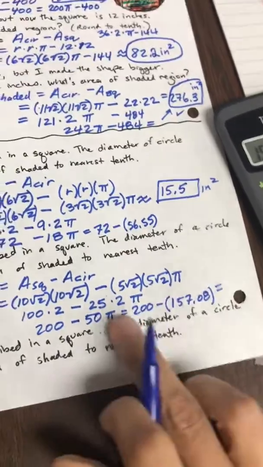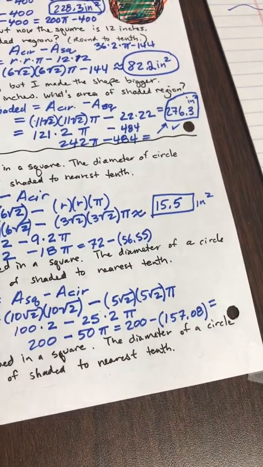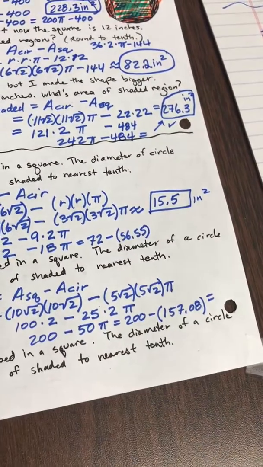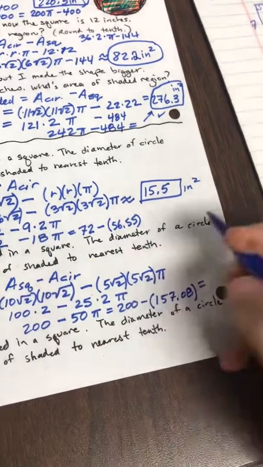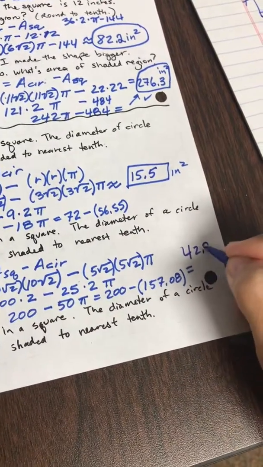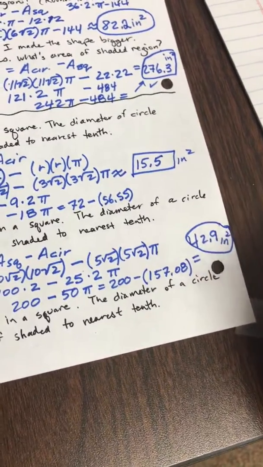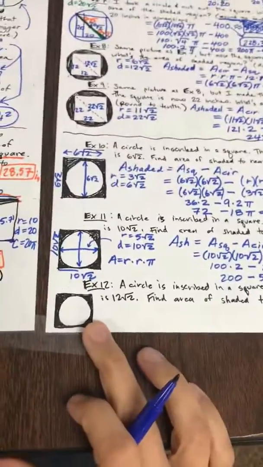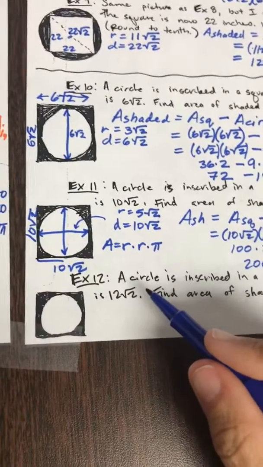Okay, so if I subtract 157 from 200, I get 42.9 inches squared. I assume that's in inches. Great job. Last one. Again, give it a shot. I hope it went well. Pause the video, see what happened.